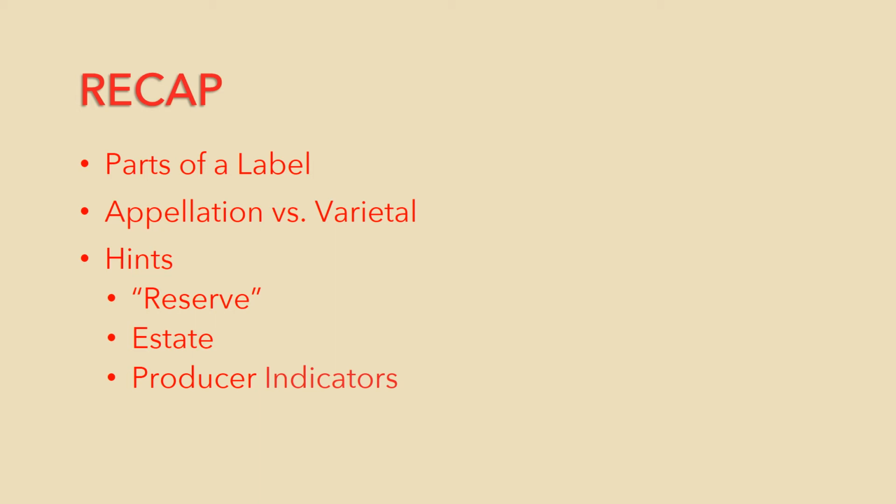And finally, we discussed a few helpful hints for understanding wine labels. Reserve wines are indicative of barrel aging or the quality level of a wine. In Spain, this term is extremely important, and in the rest of the world, the term reserve means very little. When estate wine is located on the label, it simply means that the wine was produced and bottled on the property. There are many different ways of mentioning producer indicators. Such words include chateau, finca, winery, and tenuta.